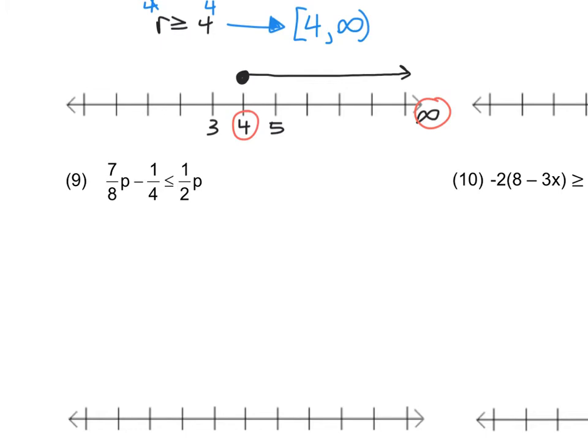All right, so number 9, we're going to skip to number 9. First move should be what?